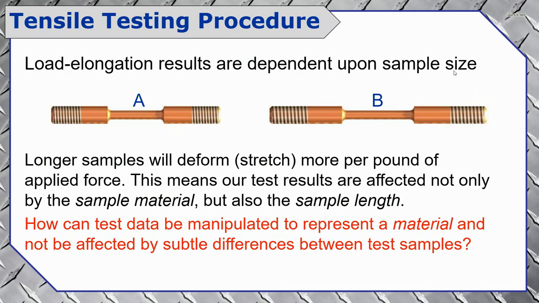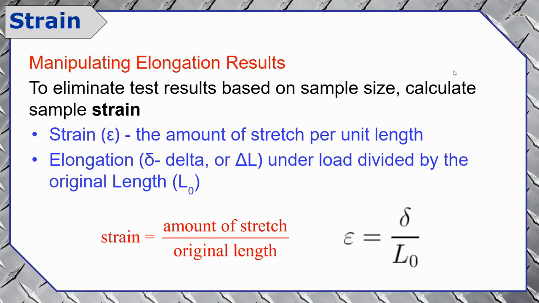Likewise, when we are looking at samples of different lengths, we can have a hard time measuring their elongation in a meaningful way. Longer samples will stretch more per pound of applied force. This means that our test results are affected not only by the sample material, but also the sample length. So, how can test data be manipulated to represent a material and not be affected by subtle differences in the length of the test samples? For this, we have a concept called strain. Strain is the amount of stretch per original unit of length.